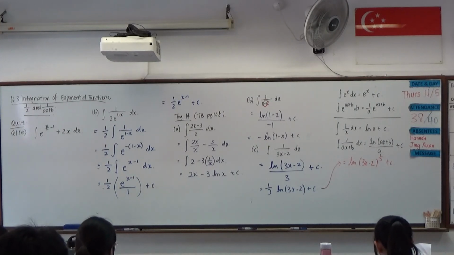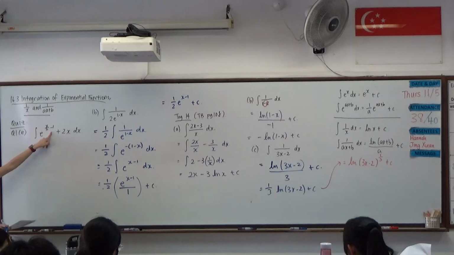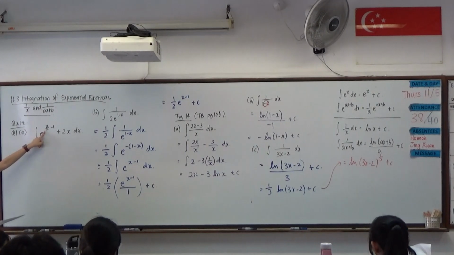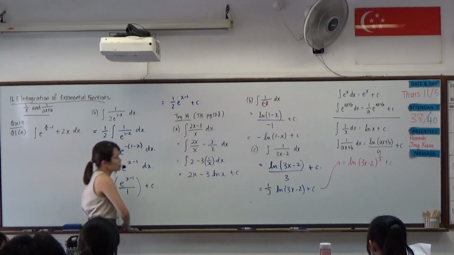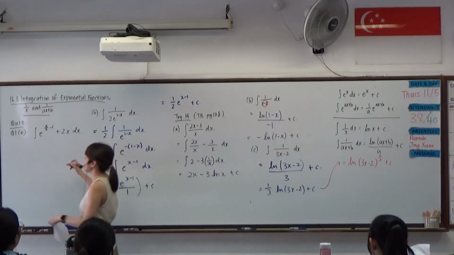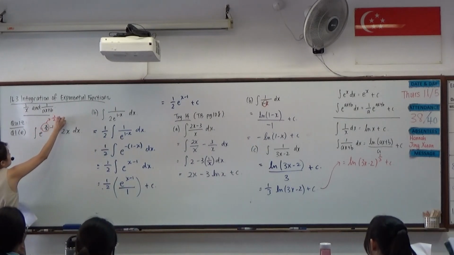For 1E, we're looking at integrating an exponential function. I have e to the power of x over 2 minus 1. We want to be very careful about what exactly is the coefficient of x in this case. The coefficient of x is actually half. So eventually we will be dividing by half, and that was some of the mistake that was being made.